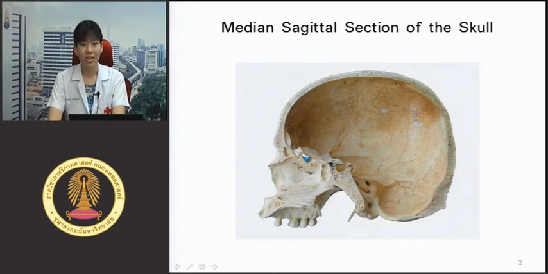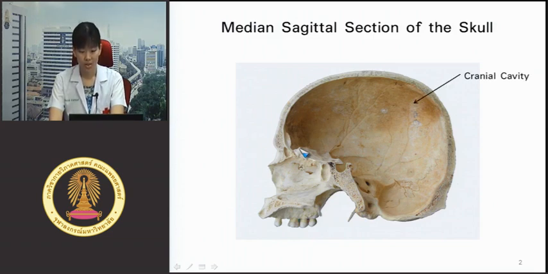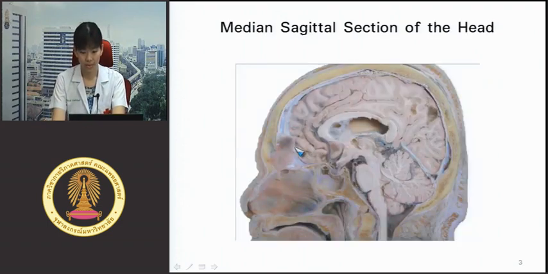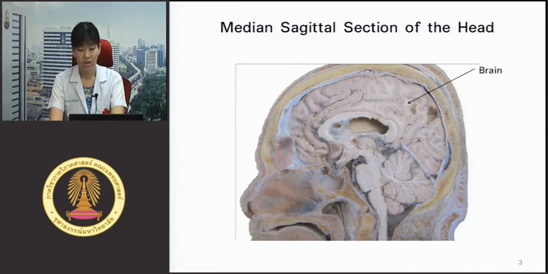Let's begin with the median sagittal section of the skull. This is the median sagittal section of the skull showing the cranial cavity, which is about 1,400 milliliters on average. Its main content is the brain. The median sagittal section of the head shows the brain, which is its major content. The brain is supported and protected by the skull and the scalp.